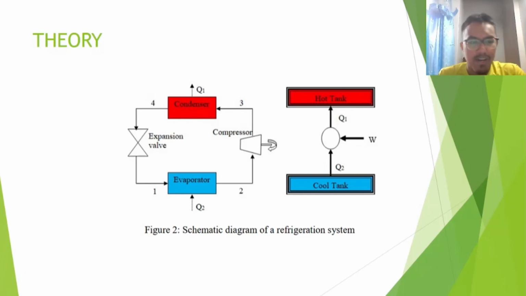Assalamualaikum, I'm Muhammad Irfan. So we continue to the theory part. The cooling system accepts heat from the lower temperature space and transfers it to a high temperature space. It requires work to be supplied to the system, as you can see in this figure.